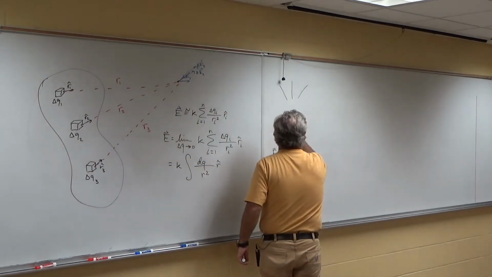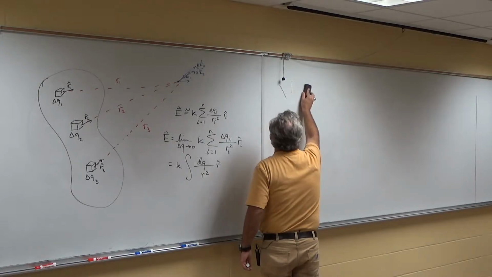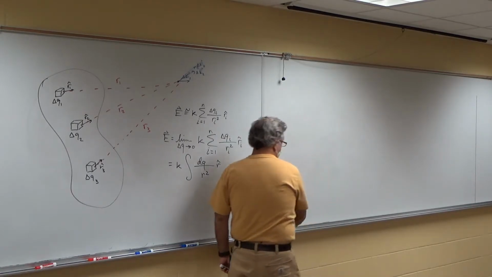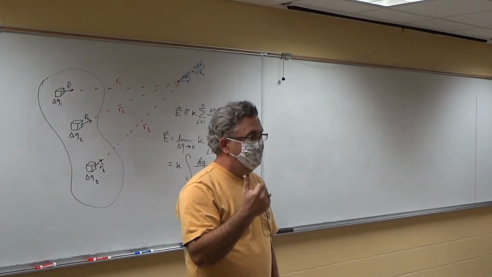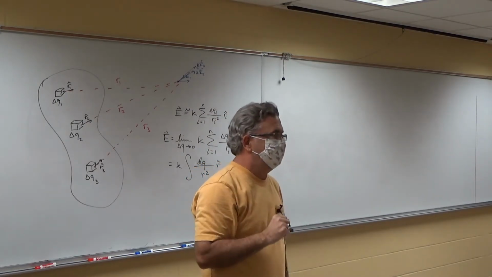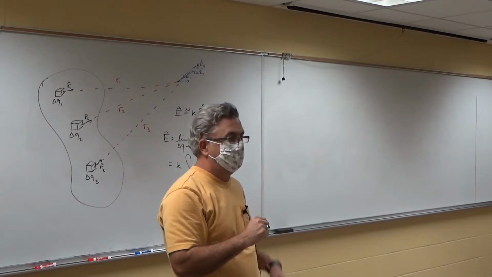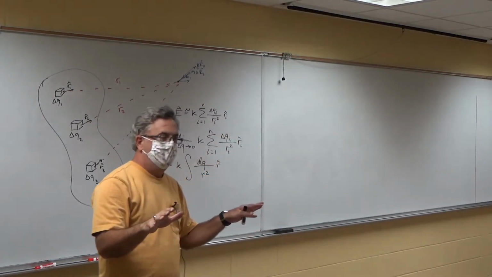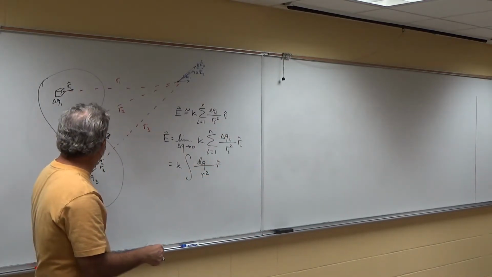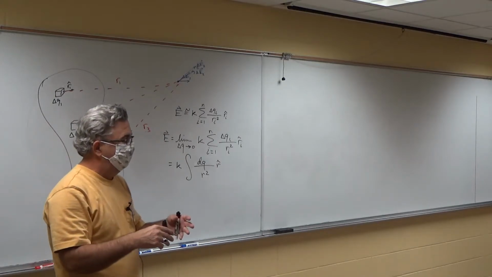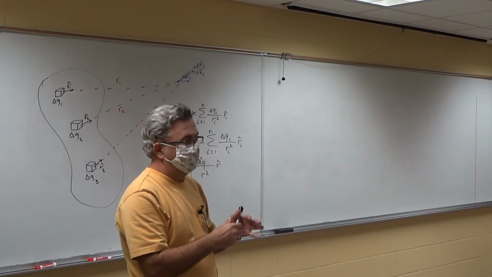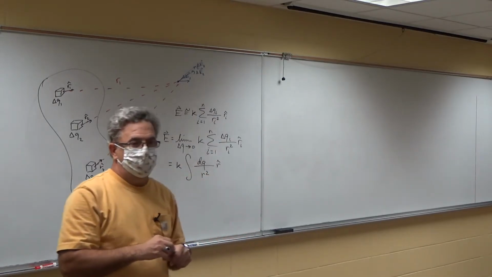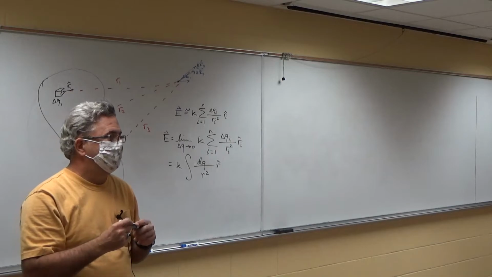Some different charge distributions. You have a one-dimensional charge distribution, that's a line of charge. A two-dimensional charge distribution, that's a surface of charge. Three dimensions is like the blob that I drew. It's a sphere of charge, or a blob of charge, or an egg of charge.